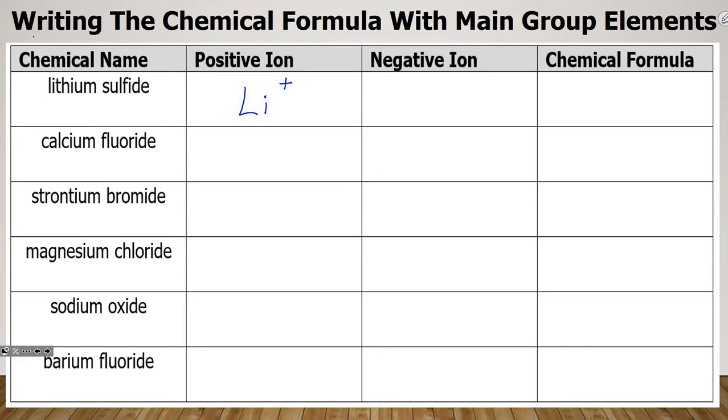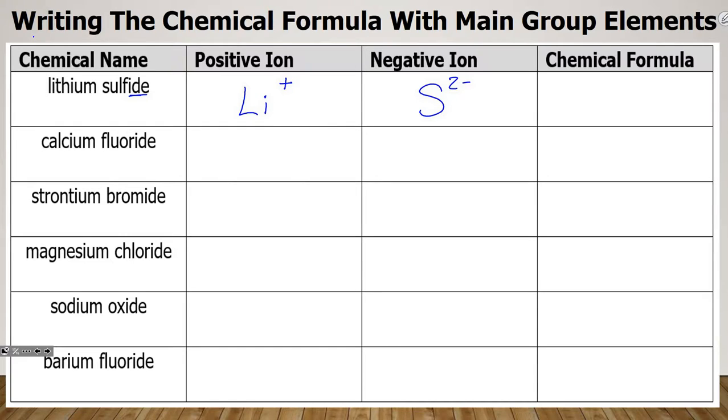Sulfide, the IDE just tells me that it's a negative element. So because it's a negative element, I'm going to look on the right-hand side of the periodic table. What would be a sulfide? Sulfur. How many away from being a noble gas is it? 2. So it's going to be a negative 2 charge. So it's S2 minus.